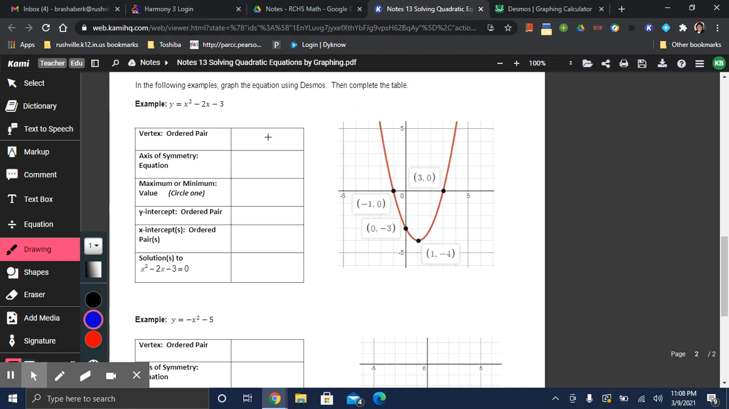So when it asks you about the vertex, I want the ordered pair. So parentheses, the vertex is, in this problem, this minimum value. So (1, -4). The vertex needs to be written as an ordered pair. Then the axis of symmetry.